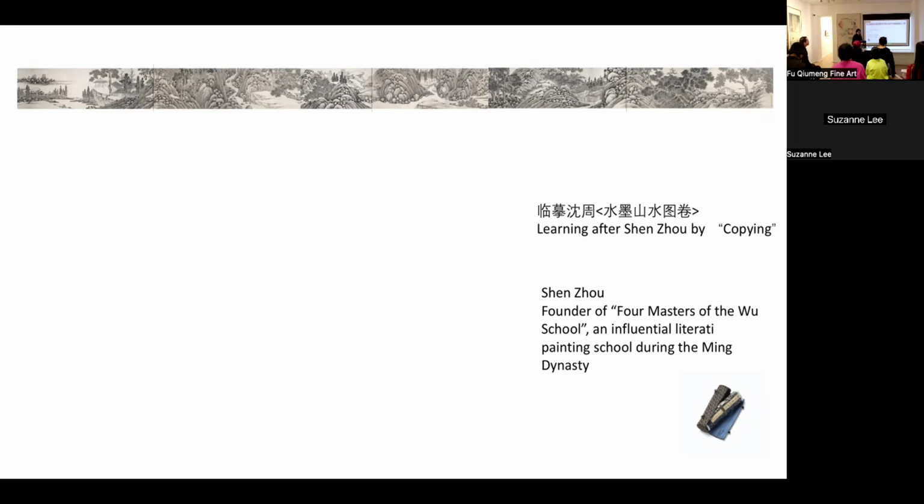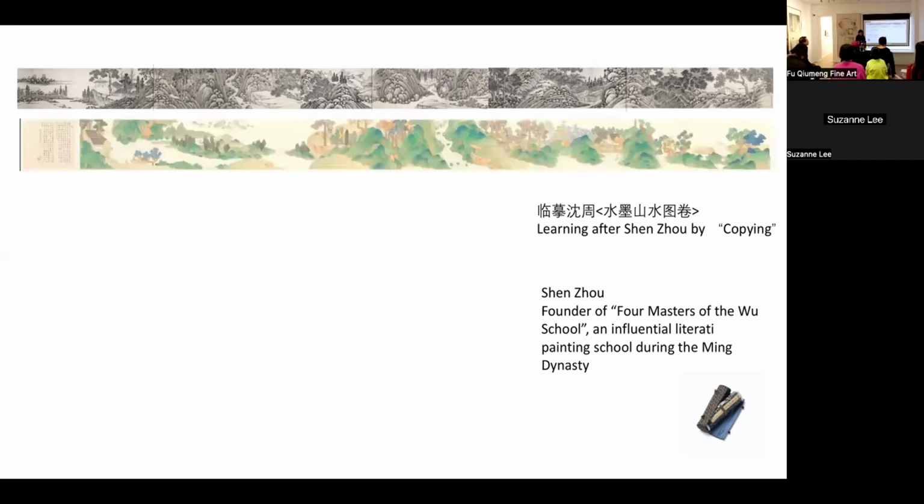Shen Zhou is the forefather of the Wu school in the Ming Dynasty. He was a very influential literati painter. And the painting I chose belongs to his mid-career style, and it was very delicate and with a lot of meticulous structures. And so I translated this painting into Lego form.